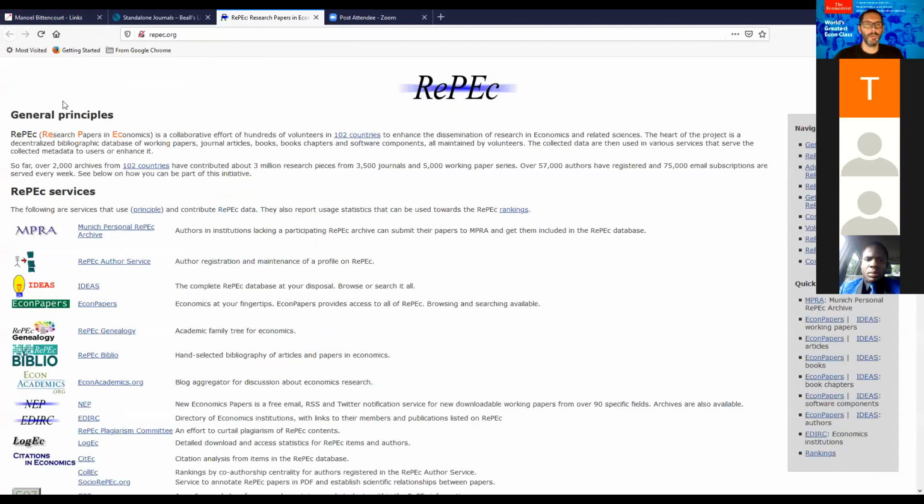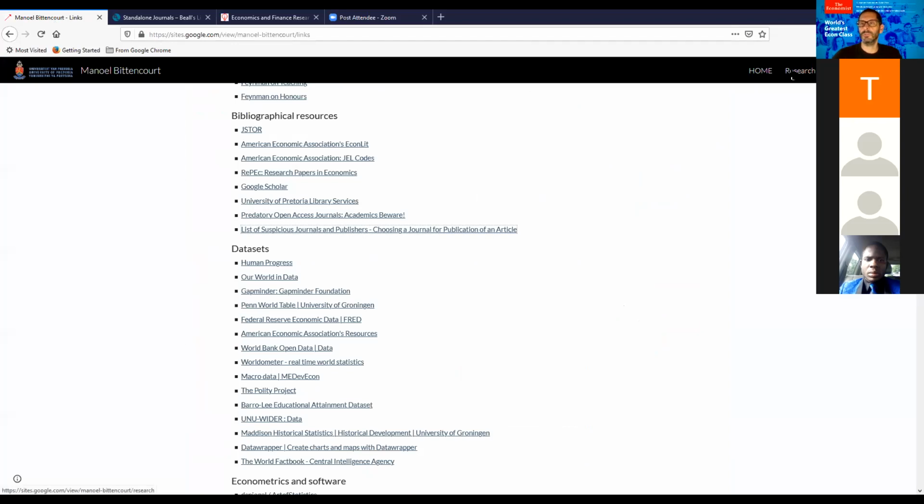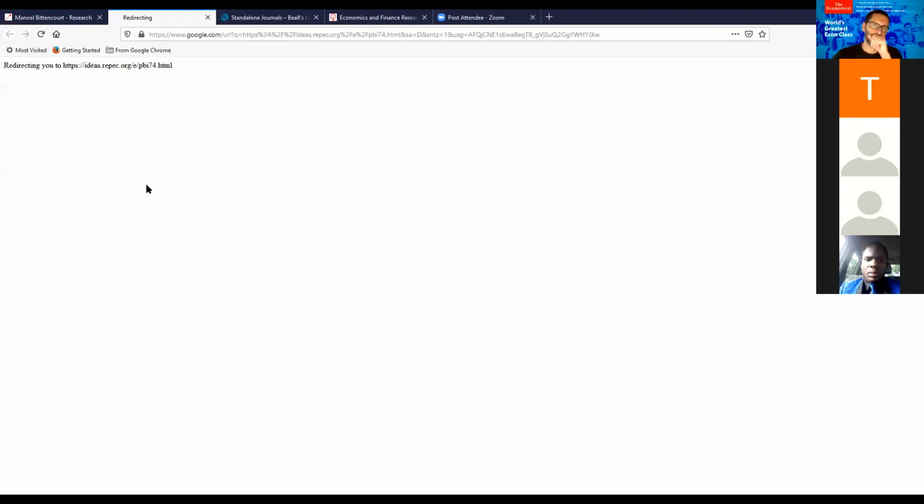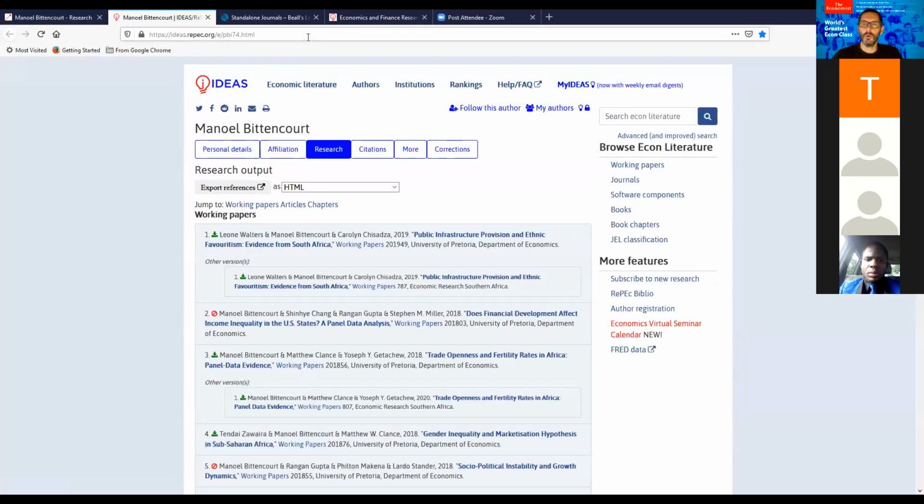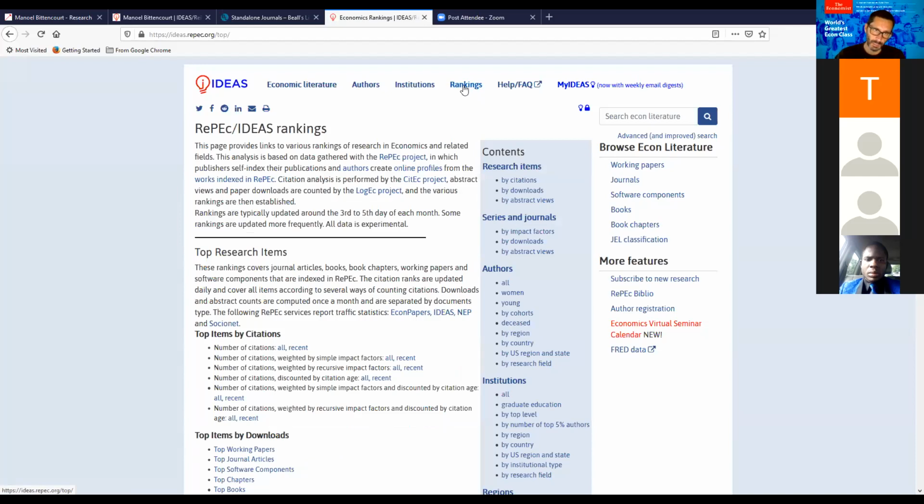Now to RePEc. That's RePEc, a repository of papers, working papers, and articles. And it's a reputable repository. It has been around for a long time, and it has a lot of information, really a lot of information. They also have rankings. Shall we go to rankings? Let's go to rankings, RePEc IDEAS rankings.